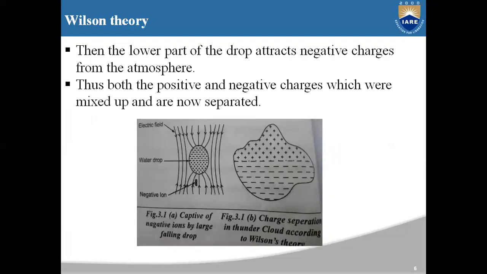So based on Wilson's theory, the lower part of the raindrop attracts the negative charges from the atmosphere. Thus, both positive and negative charges that were mixed up are now separated. Here you can see the water drop, and here you can see the negative charges as well as positive charges, and you can find the negative ion here.